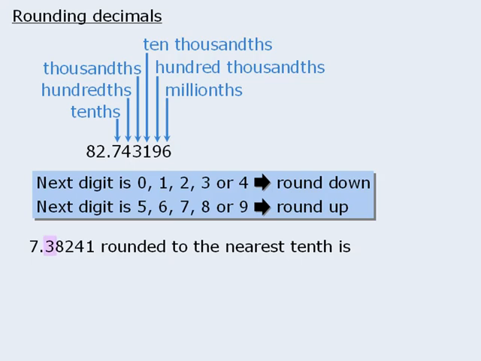digit in the 10th position. Here the digit is 3. Now, since the digit to the right of 3 is an 8, we are going to round the 3 up to a 4 to get 7.4.